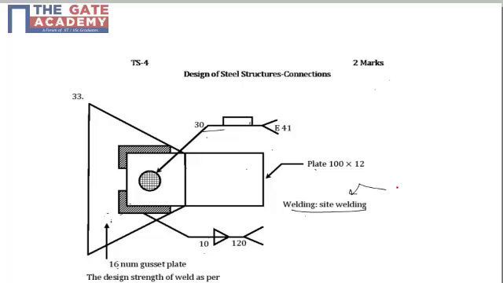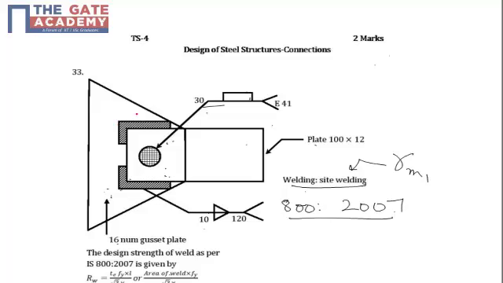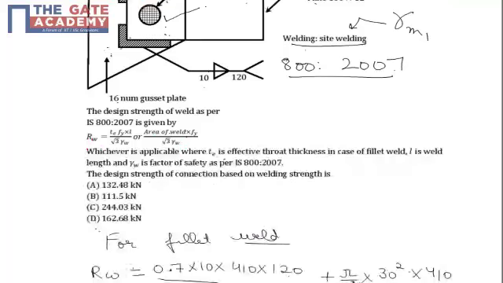Now, site welding will influence the factor of safety because we will be solving this problem using IS 800-2007. It says that the design strength of weld is asked for this particular connection where one fillet weld and one plug weld are there, and two formulae are given. That is, strength of the weld is given for two different cases, whichever is applicable.